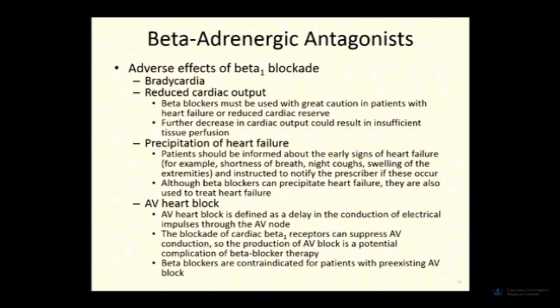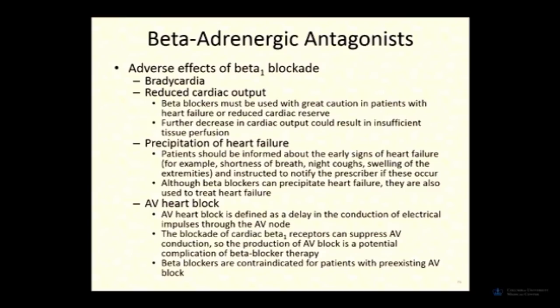So adverse effects of beta-1 blockade, and okay, not the beta-2, but beta-1 blockade. Adverse effects include bradycardia. So blocking the beta-1 receptors in the heart tends to reduce heart rate and can cause bradycardia. You also have reduced cardiac output. So beta receptors mediate increases in heart rate and also increases in contractility. Okay. So when we apply a beta blocker, heart rate goes down, contractility goes down, so cardiac output will get reduced. Okay.